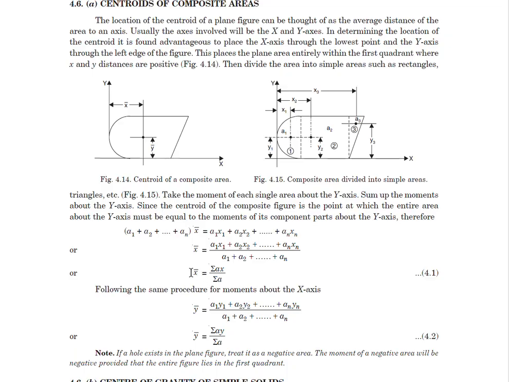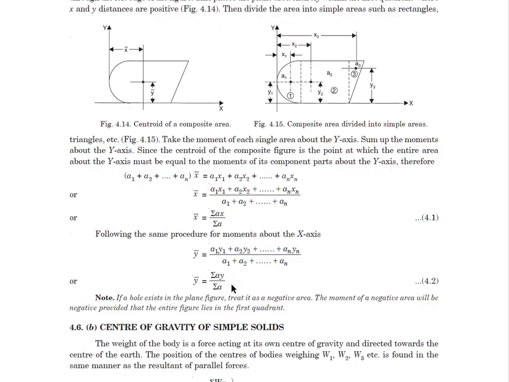So this is the formula that we will be using in our next examples. That is, we will individually find the area of each part of a composite figure, then find the centroid of each individual area, and then take the summation of area into the centroids, that means the x position in this case, divided by the total area of all the divisions of this figure. Okay, so this is all about the composite figures or composite areas.